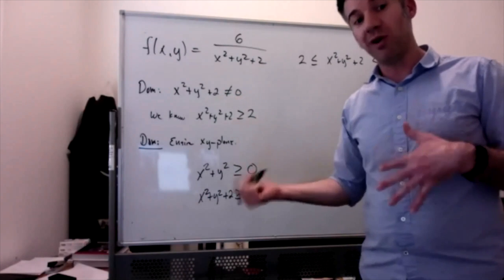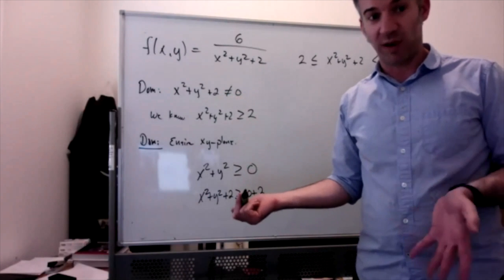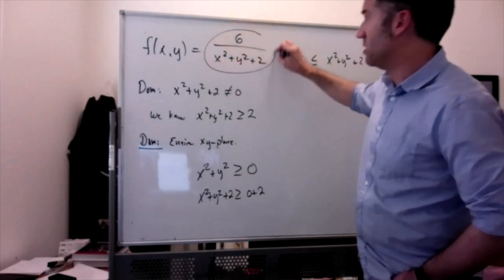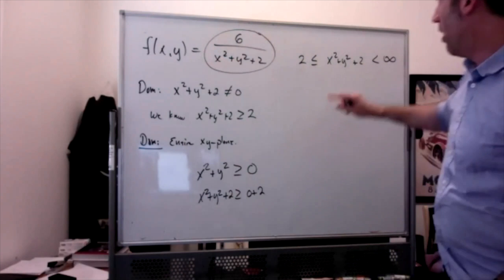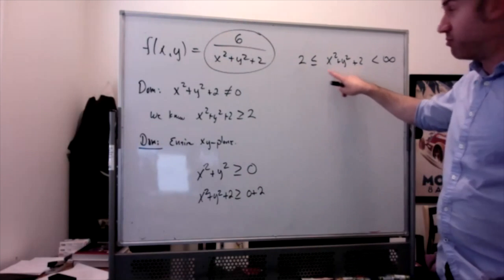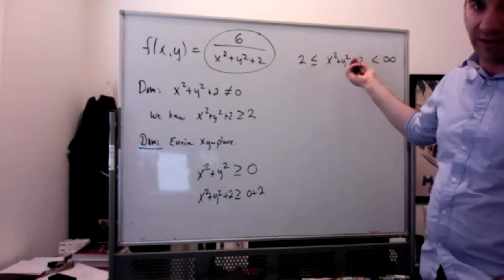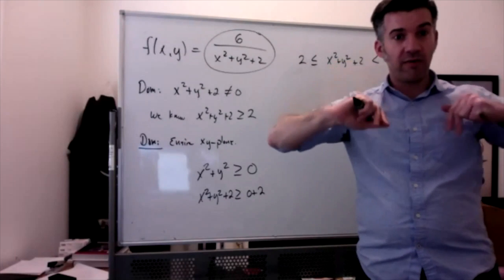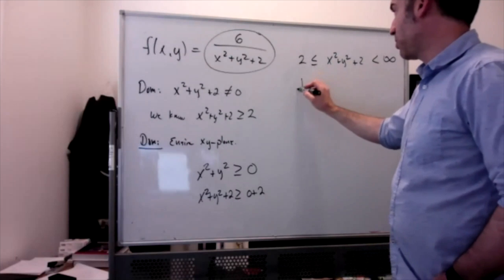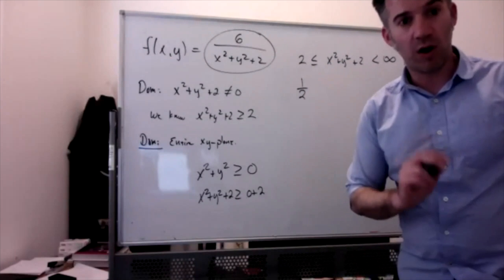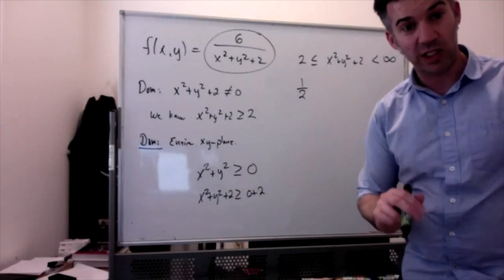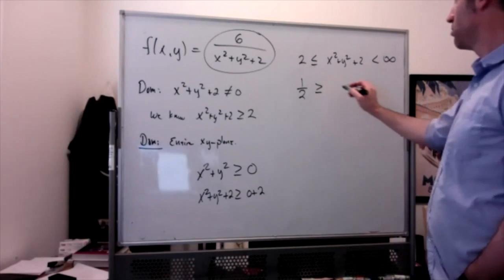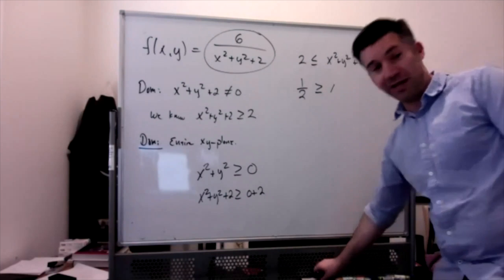But then I also noticed this is going to help me work with my range, because I want to figure out how this is bounded. Well, I know how this part's bounded. It's bigger than or equal to 2 and it's less than infinity. And now I'm going to take the reciprocal of everything. The reciprocal also changes the direction of the inequality. Got to take the reciprocal.